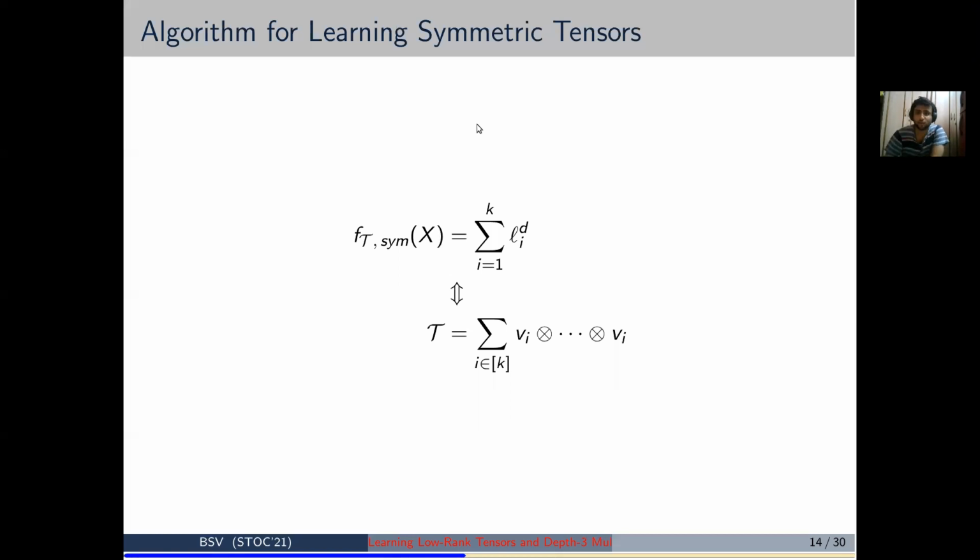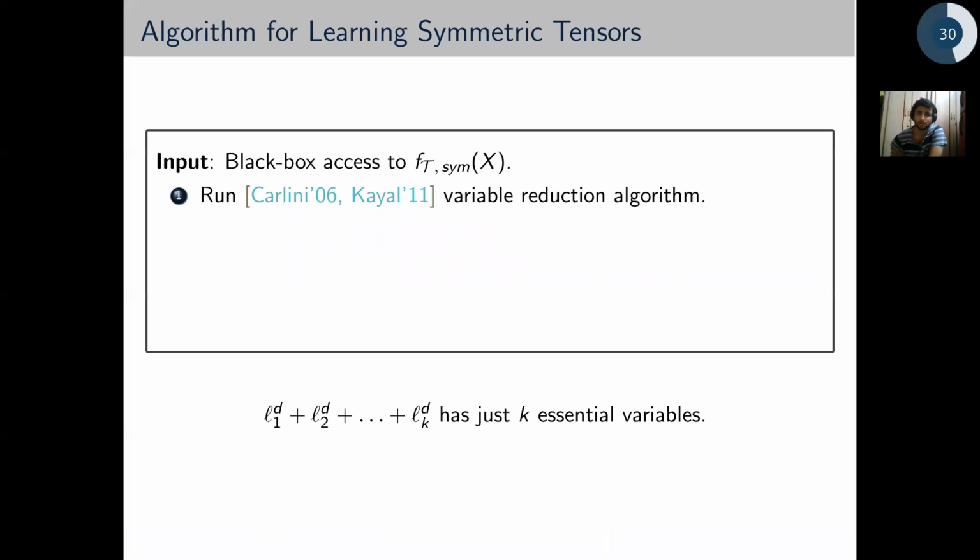So let's try to come up with an algorithm for learning symmetric tensors. This is actually very, very simple. Let's recall we established this connection between symmetric tensors and learning sums of powers of linear forms. Notice that our circuit looks like this, where k is constant. After linear transformation, you can think of each linear form as counting as one essential variable, so it has just k essential variables. So you can run the Carlini-Kayal algorithm to reduce the variables.